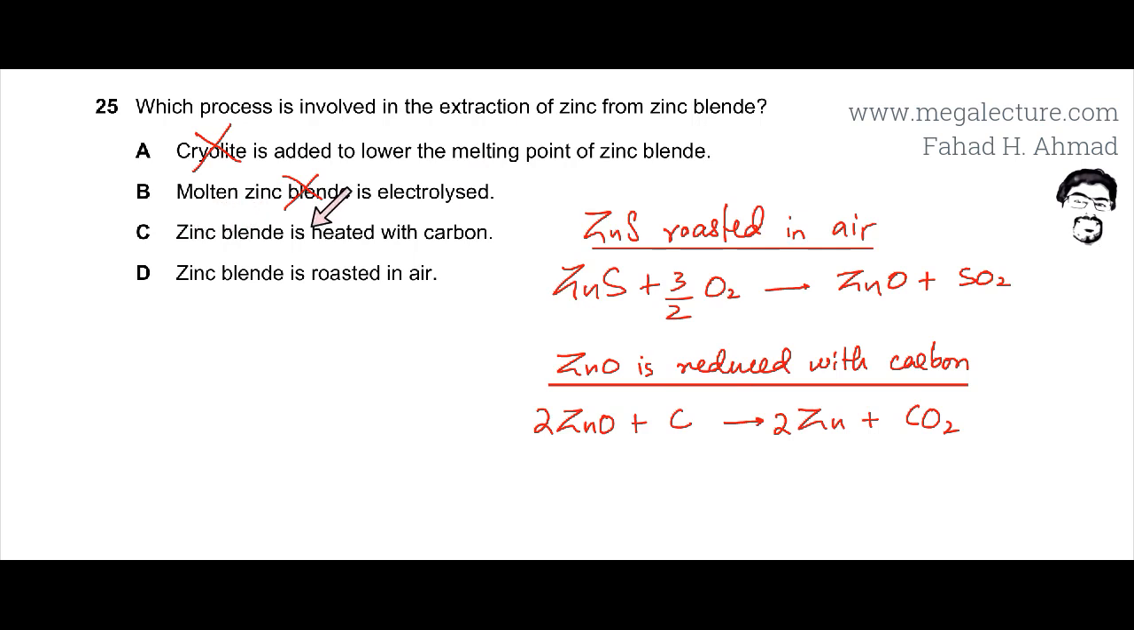The third option is zinc blende is heated with carbon. We are heating it with carbon, but not zinc blende. We are heating zinc oxide. Zinc blende is ZnS, and we're roasting it. So the last statement is actually correct. Zinc blende is roasted in air. So the first step is you burn zinc blende and then you produce zinc oxide. So option D is going to be your correct option for this question.